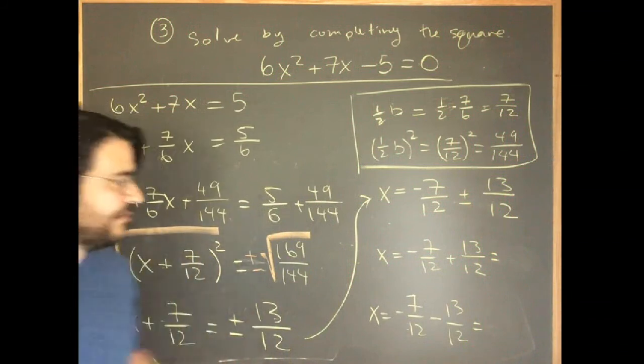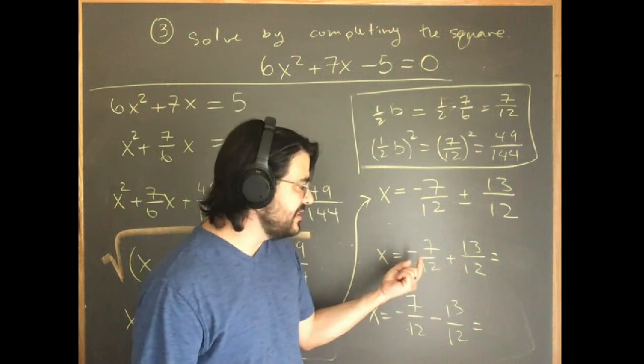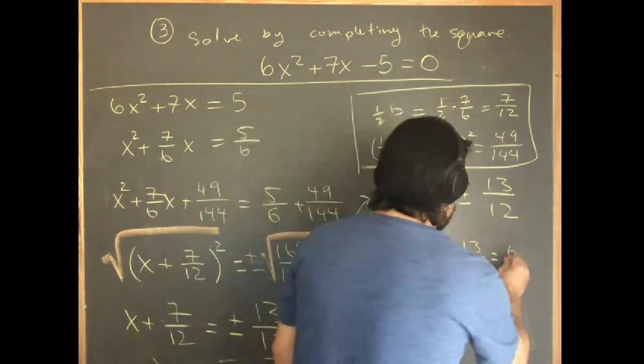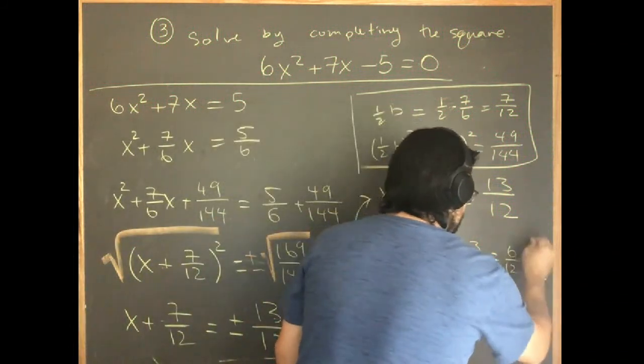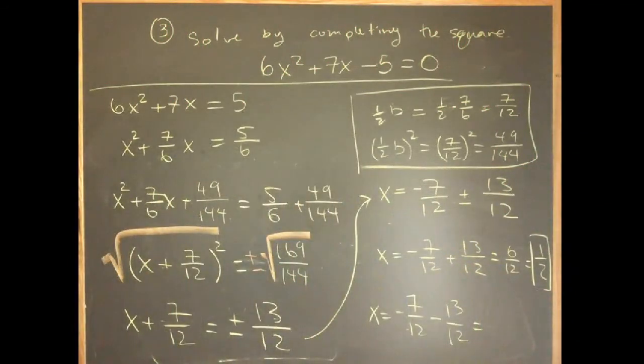Okay, we definitely get 1/2 for this one, right? So here, 13 minus 7 is 6. So 6 over 12 is 1/2. Yeah, so 1/2 is correct there. What about this other one?